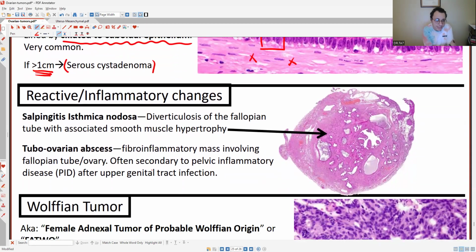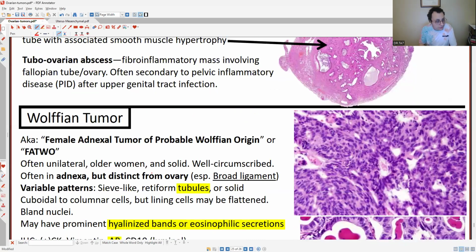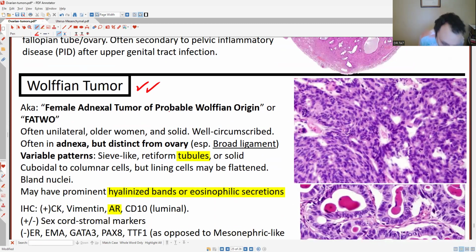There is also salpingitis isthmica nodosa, tubo-ovarian abscess. It's a no. You need to know Wolffian tumor. Okay, Wolffian tumor. When you sign it out, you usually call it female adnexal tumor of probable Wolffian origin.